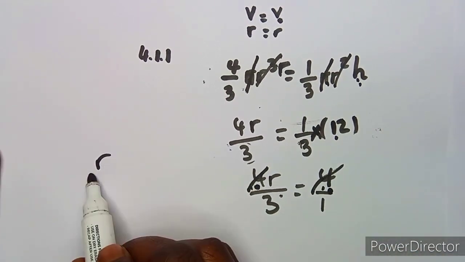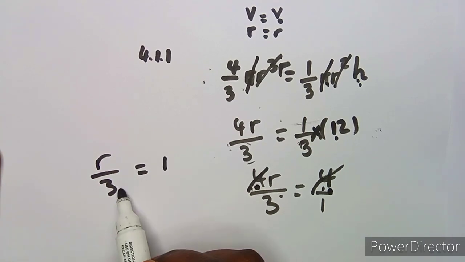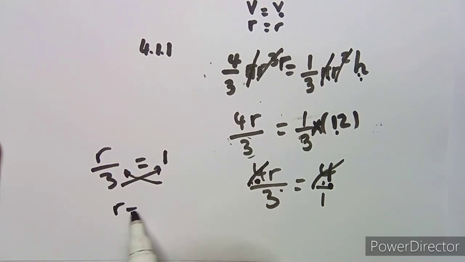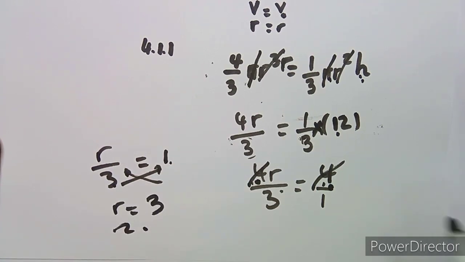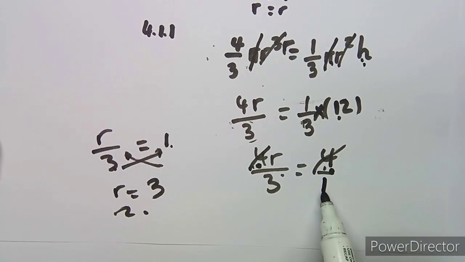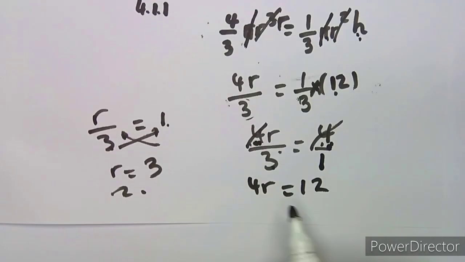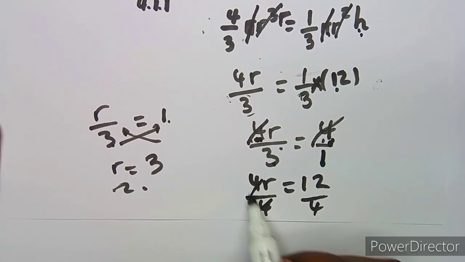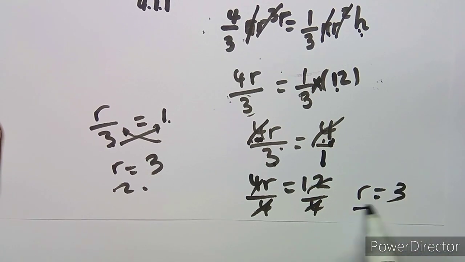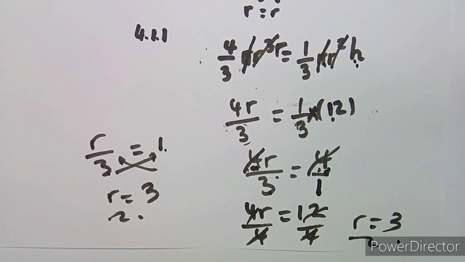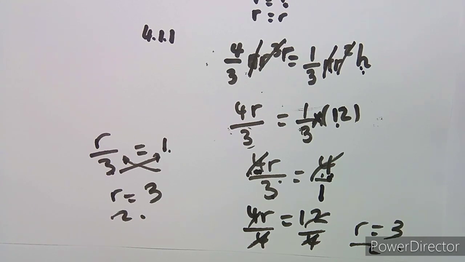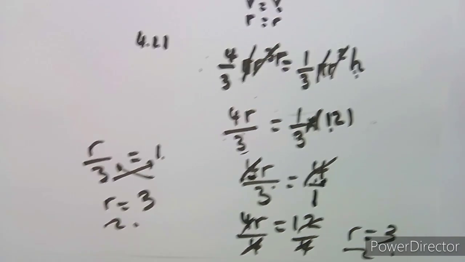You are just left with r over 3, which is equal to 1. So you can just cross multiply, which is r is equal to 3 times 1, which is 3. Or even at this stage, you could have done the same thing, 1 times 4, which is 4r is equal to 3 times 4, which is 12. Then you divide by 4, you divide by 4. So r is going to be 3. There are so many ways of working maths, guys. So many ways. Some of the ways we don't even talk about them, but there are so many ways that we can use to solve typical questions.